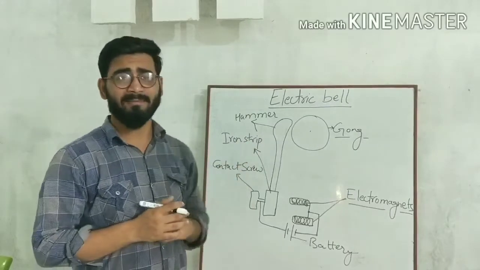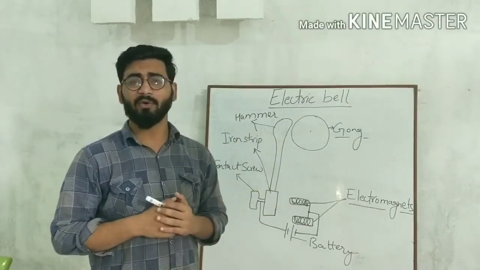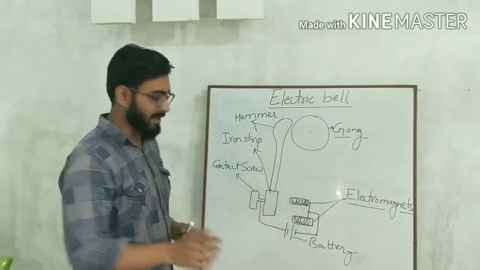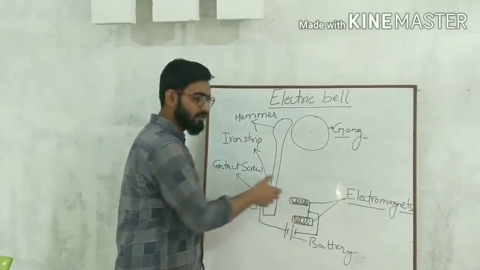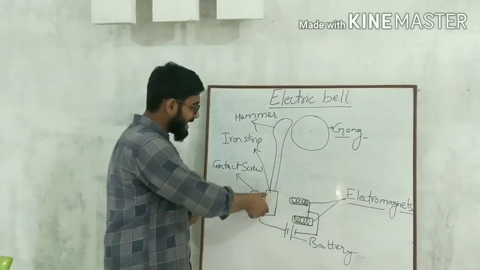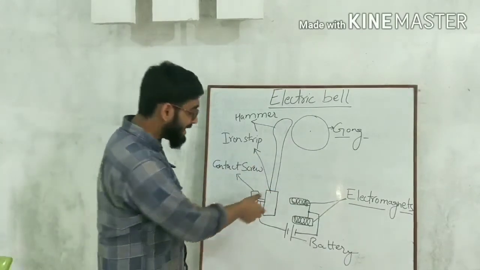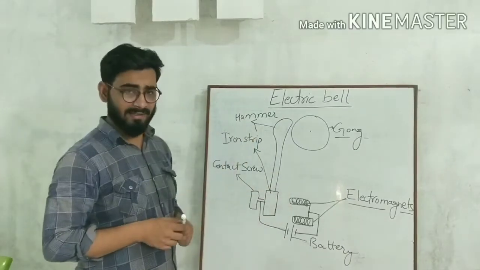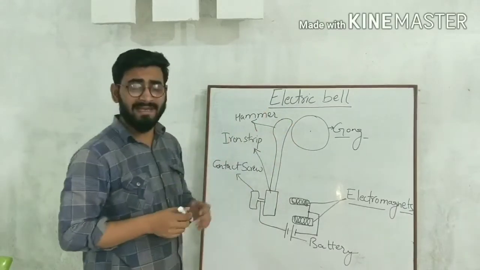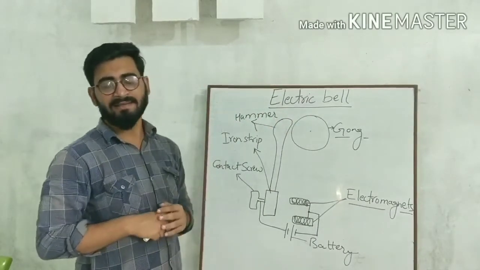Now how does this electric bell ring? We will see here. First of all, when the electric current flows through the circuit, these electromagnets will show magnetic properties. And then these electromagnets will attract the iron strip, and the iron strip moves towards the electromagnets. When the iron strip moves towards the electromagnets, the hammer also moves towards the gong. And when the hammer strikes the gong, it produces sound.